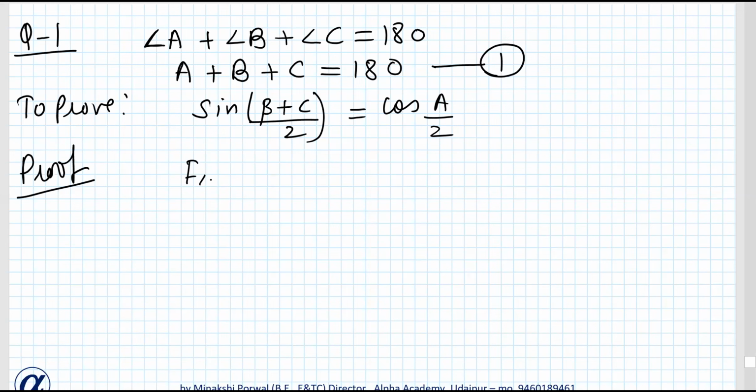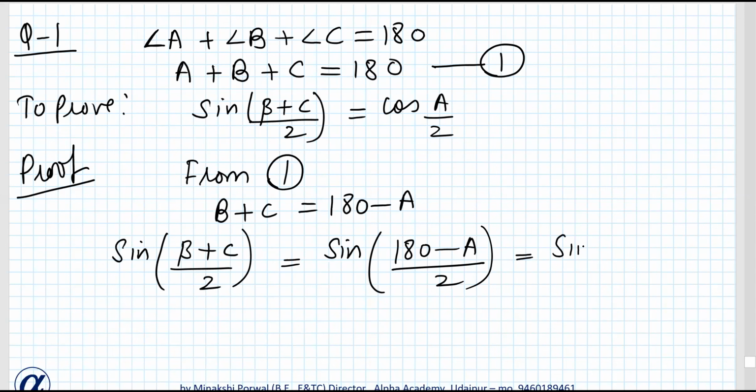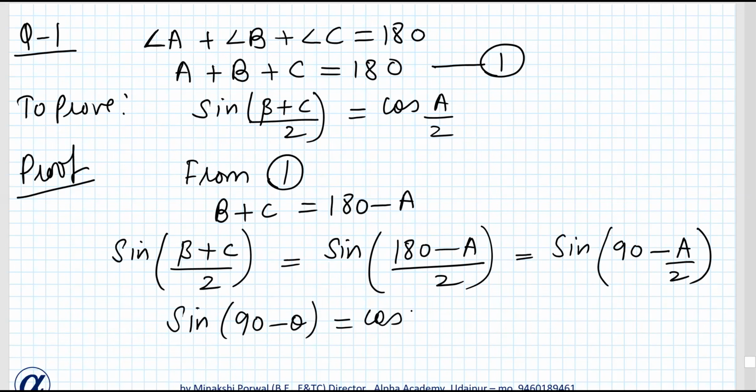From 1, A plus B plus C is 180, so B plus C is 180 minus A. Now sine of (B plus C) by 2 can be written as sine of (180 minus A) by 2. That is sine of (90 minus A by 2), since 180 by 2 is 90. We know that sine (90 minus theta) equals cos theta. So sine (90 minus A by 2) will be cos A by 2, which is equal to the RHS. This is the first question done.